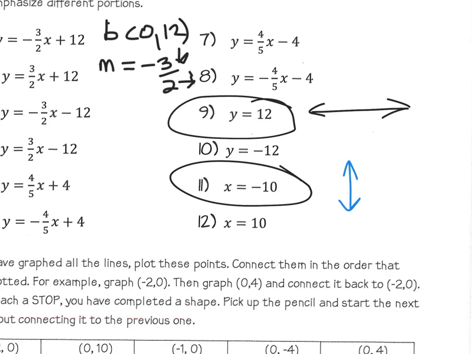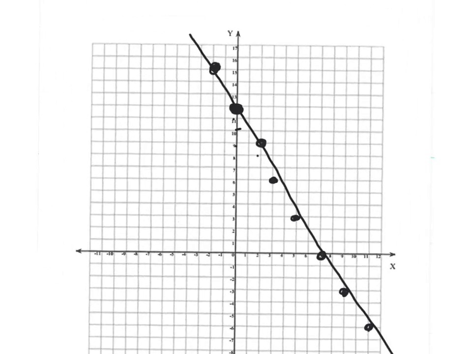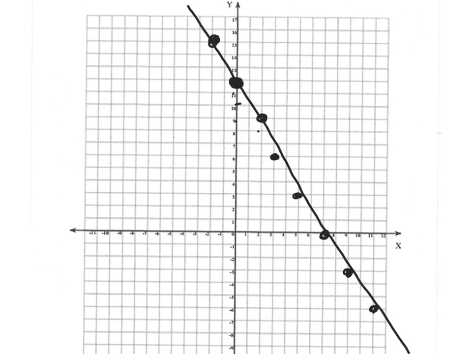For the line y = 12, we're going to go down to our graph, put a point at 12 for y, and then just draw a straight line right through that point all the way across. So that line right there is y = 12.